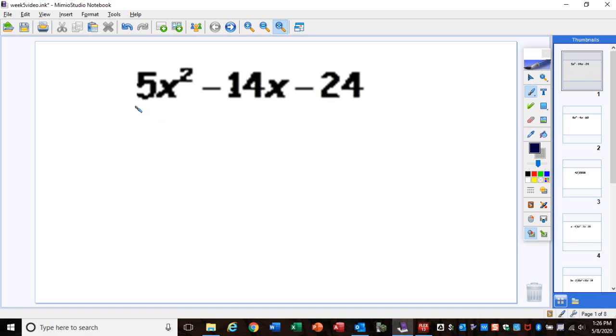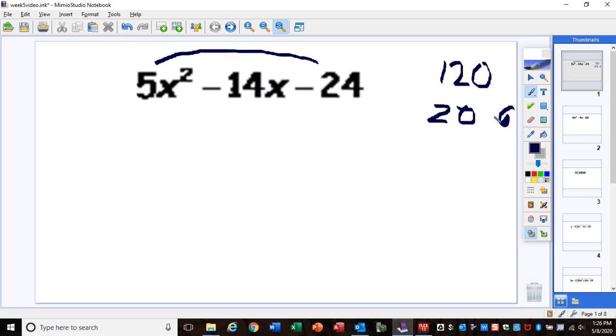Here's the idea. Remember our question, can we factor anything out? Nope. Anything a perfect square? 5 is not a perfect square, and there's 24. Okay, so what we're going to do is take 5 and multiply it times 24, and we're going to get 120. And then we want factors of 120 that when we subtract, give us 14. And that's going to be 20 and 6. Remember, 20 times 6 is 120, and 20 minus 6 will give us 14.